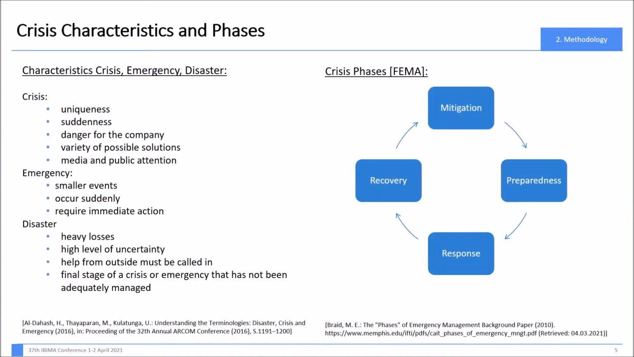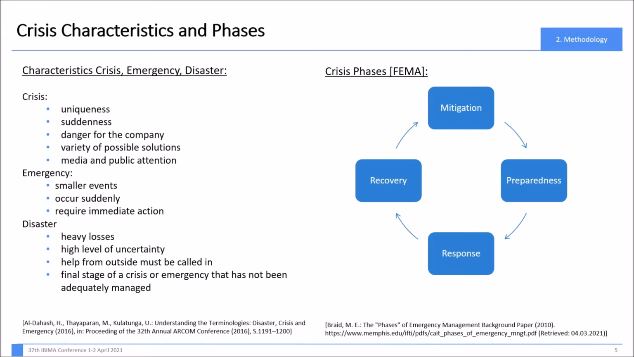Characteristics of crisis are the uniqueness, the suddenness, the danger for the company, the variety of possible solutions, and the media and public attention that it evokes. It should also be mentioned in this context that related terms for crisis are emergency and disaster, which I've written down here and you can read by yourself.